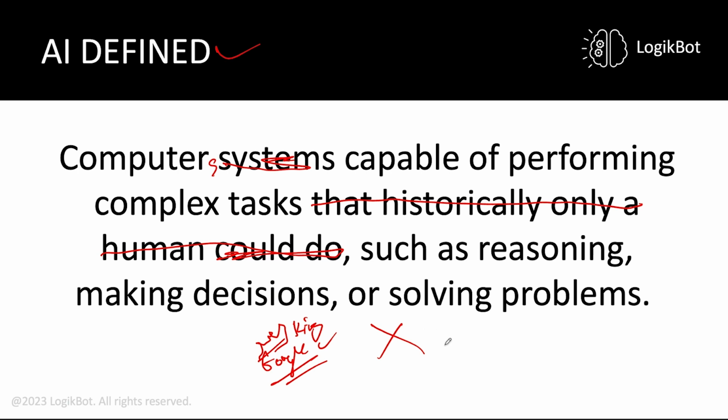I like that. And again, this is my own words. Well, these aren't my words. It's Google's definition. But what I'm doing is watering it down so I can remember it for an interview. AI is defined as computers capable of performing complex tasks such as reasoning, making decisions, or solving problems. All right, that's something I can remember for an interview. That is what AI is.